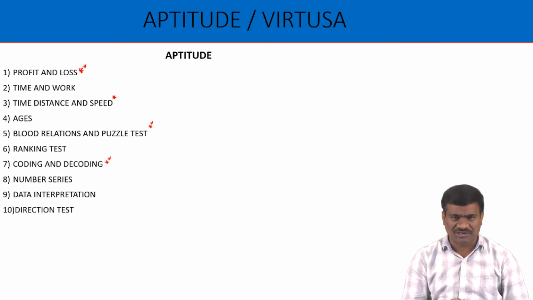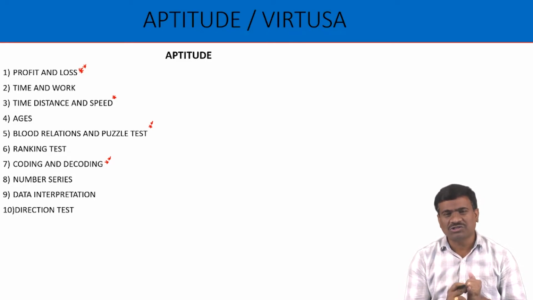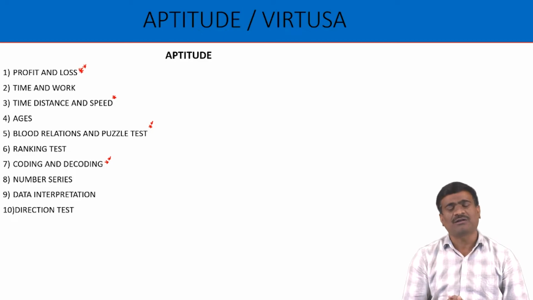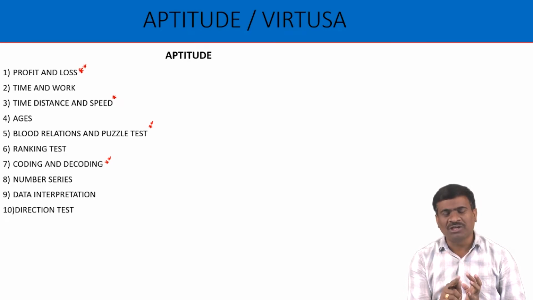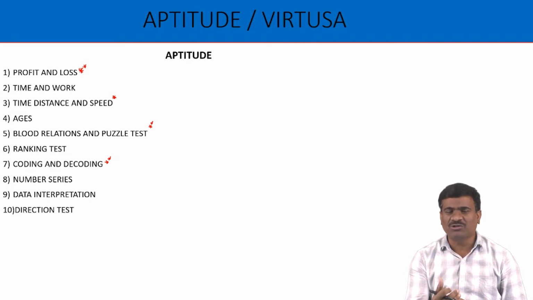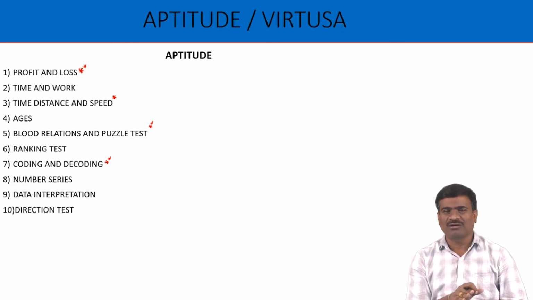similarity or analogy. Next, data interpretation: line chart, pie chart, bar chart and table chart. Applications in data interpretation. First application, some data is given. Using the data, calculate, find the average, find the minimum percentage, find the maximum percentage or ratio. Those applications are very important in data interpretation.